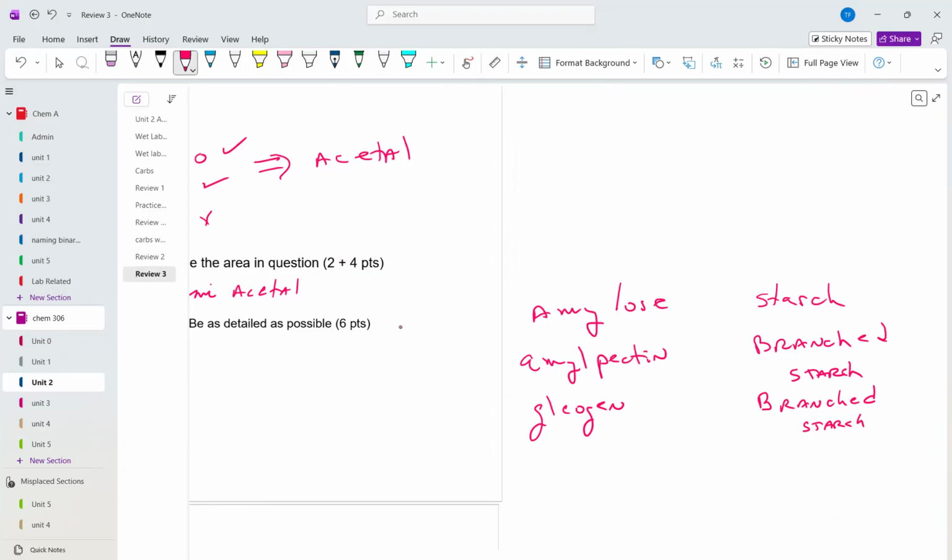Okay, glycogen is the only carb made in mammalian systems. Amylose is straight with an alpha 1,4 linkage. Amylopectin has two linkages. There's an alpha 1,4 and an alpha 1,6. Glycogen has got alpha 1,4, alpha 1,6. Glycogen tends to be more branched than amylopectin. Amylopectin is vegetable based, glycogen is mammalian based.